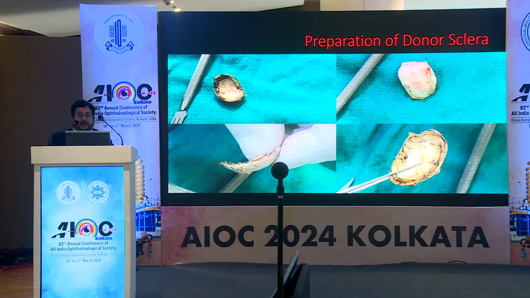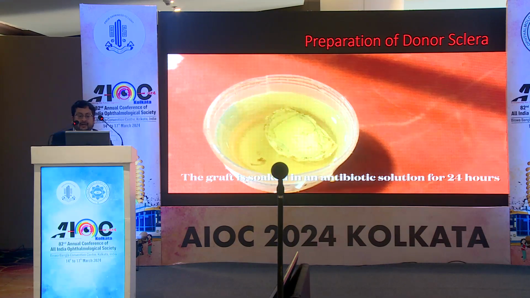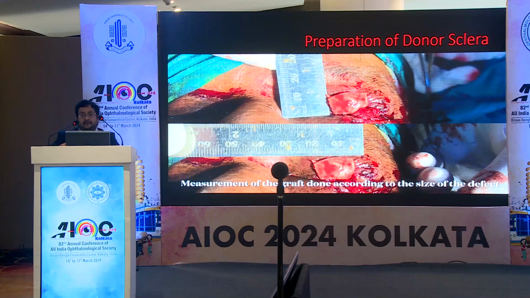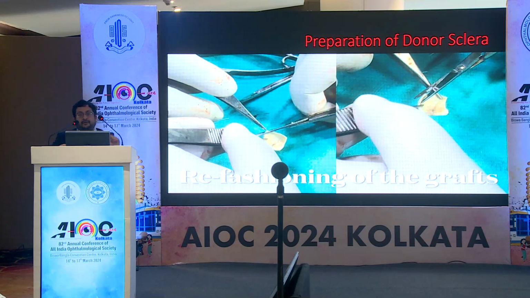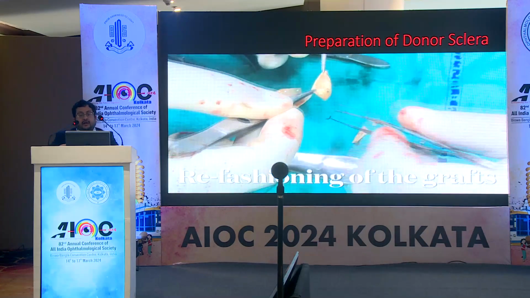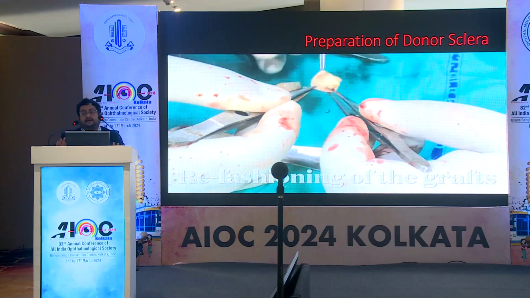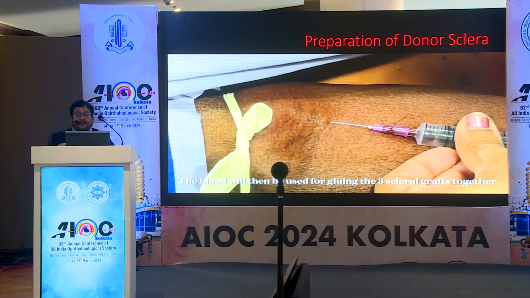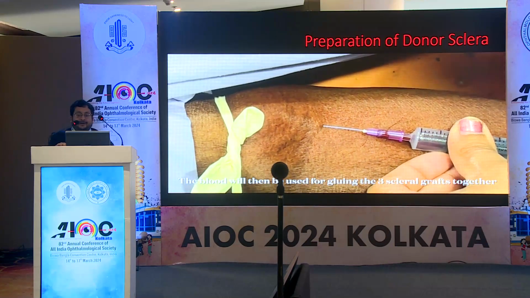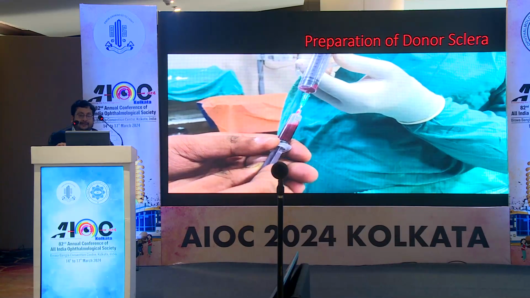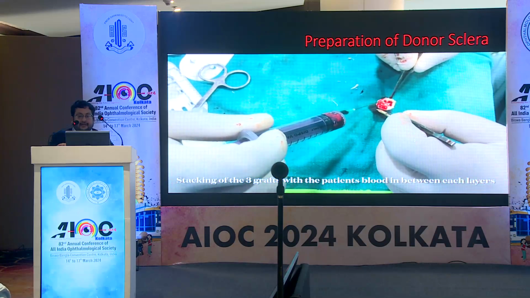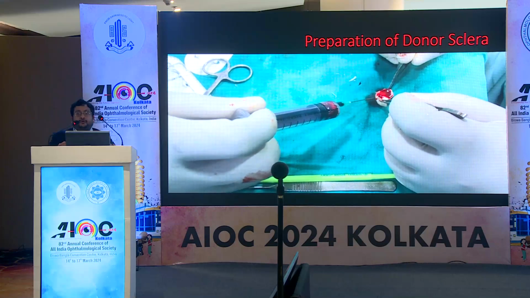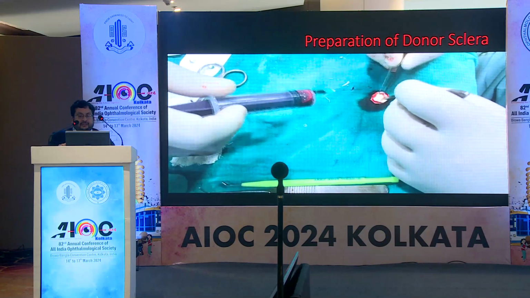And this is the antibiotic rinse. Before implanting this graft, so that we do not have to use any suture, we are using donor blood, like the autoblood technique for pterygium surgery. We are putting the donor blood between the 3 scleral grafts so that they stick together and there is no displacement of the donor scleral graft.